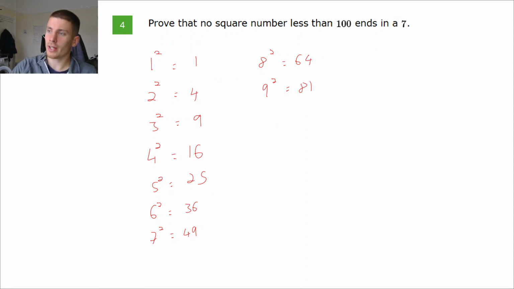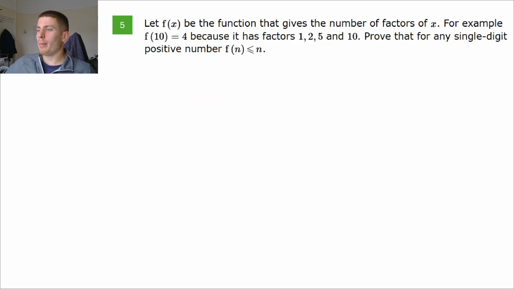Okay, excellent. Question number 5 is this. Let f of x be the function that gives the number of factors of x. So for example, f of 10 is equal to 4 because the number 10 has the factors 1, 2, 5, and 10. So you can see that there are 4 factors. Prove that for any single digit positive number, f of n is less than or equal to n.